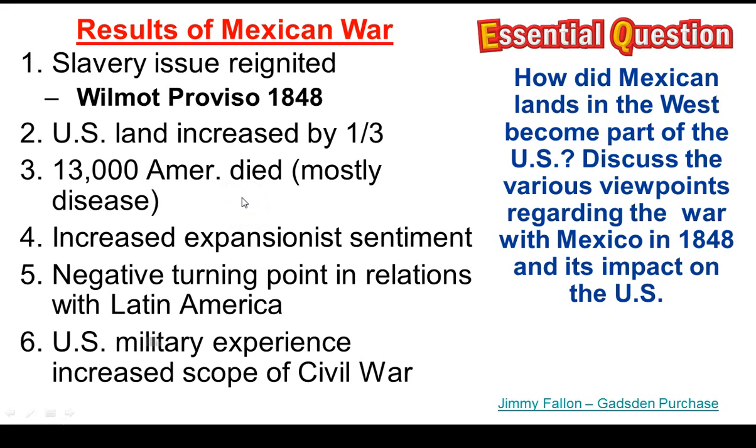So the slavery issue is reignited with this Mexican-American War. The Wilmot Proviso stirs things up significantly and creates some long-standing discomfort for Southerners. We have a massive amount of land increase with this. 13,000 Americans die, mostly by disease. It is a precursor to the Civil War, and the people that fight in this Mexican-American War will be the people that fight in the Civil War between the states, and they will be fighting each other, and they know each other very well in many cases, especially the officers and some of the key leaders in this war. It emboldens Americans in this expansionist movement, this manifest destiny.